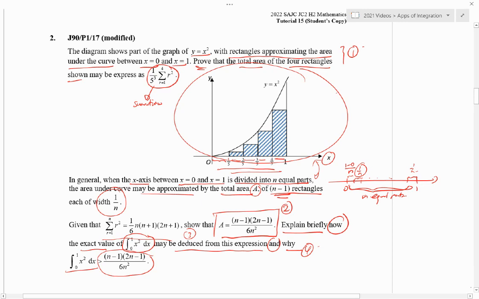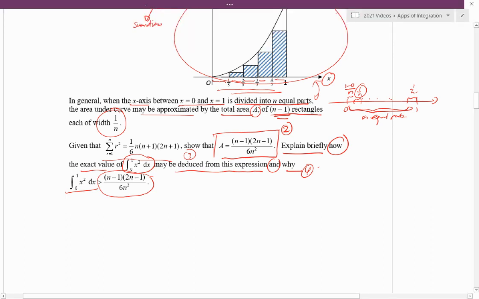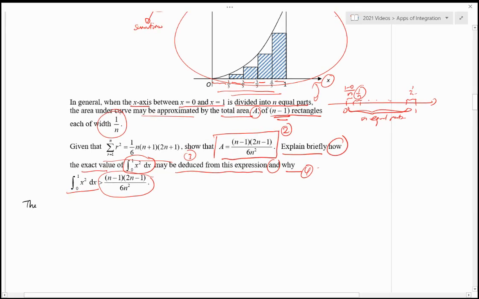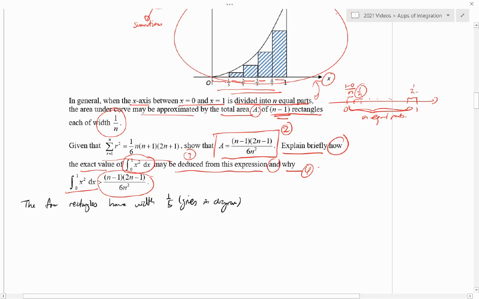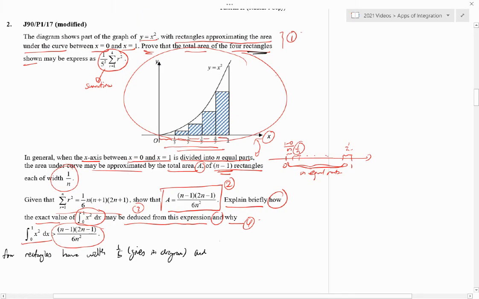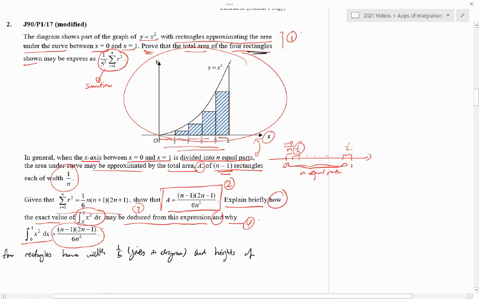So let's see how we can deal with the first one. Right, let's begin. Now, the four rectangles have width 1/5, given in the diagram, and because you want the area of rectangles, you need a height. So how do we find the height?